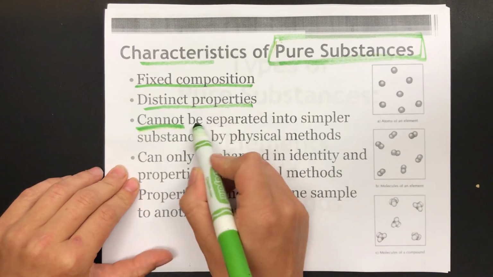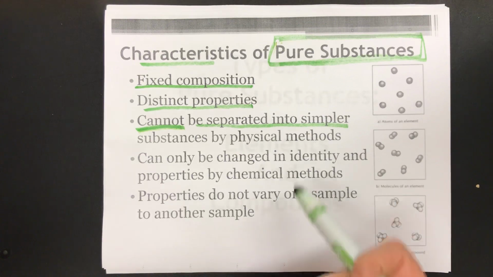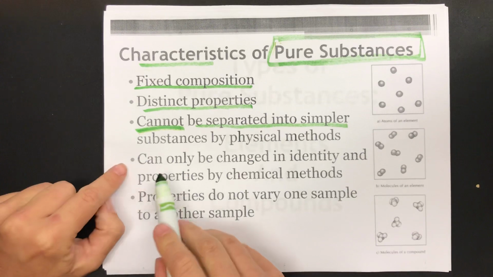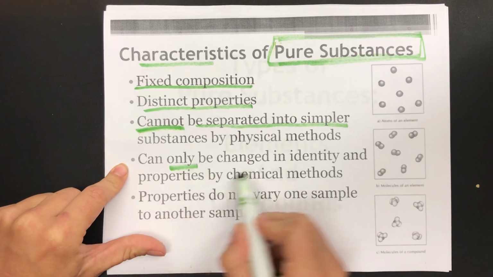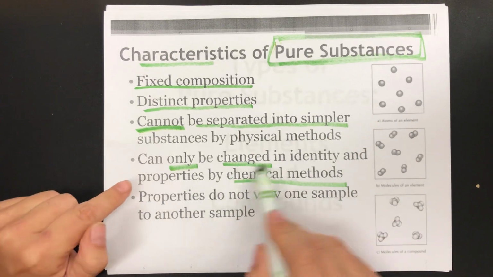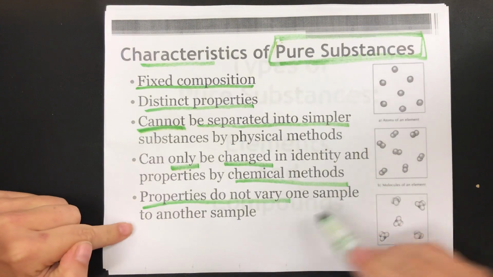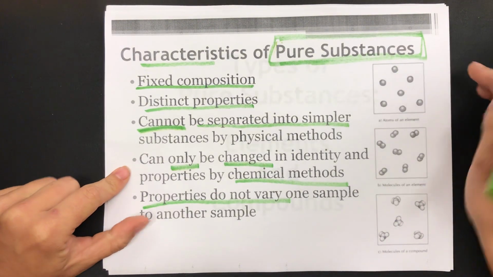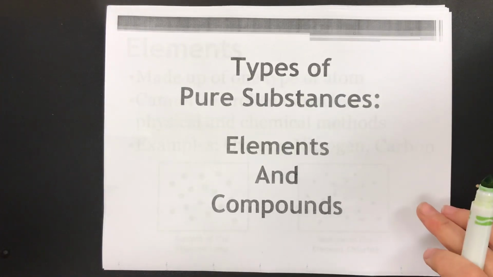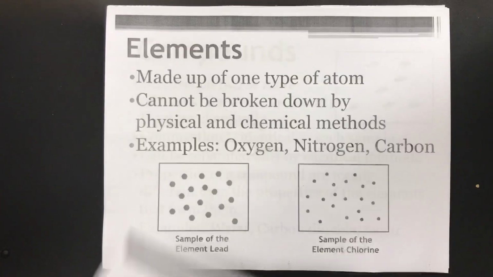Cannot be separated into simpler substances by physical methods. So you can't go in and break that atom physically. Okay, can only change an identity by chemical methods. Properties do not vary from one sample to another. So again, that will look exactly like that and so forth. So again, pure substances, these characteristics. Now to break it down even further, we're going to talk about elements and compounds.